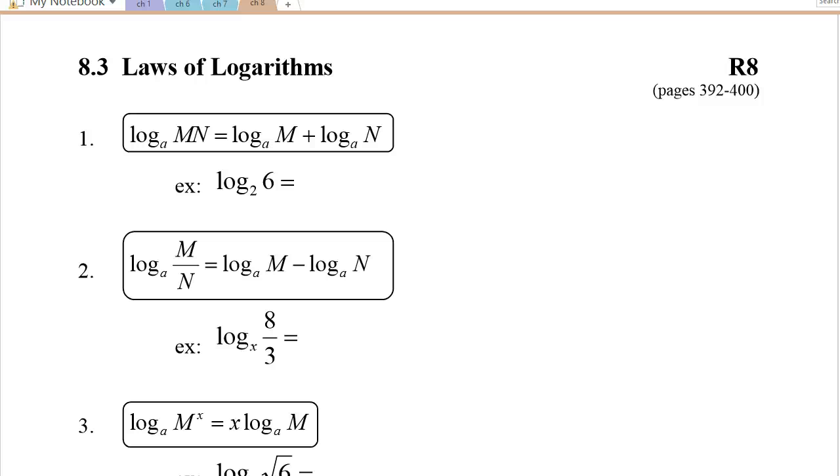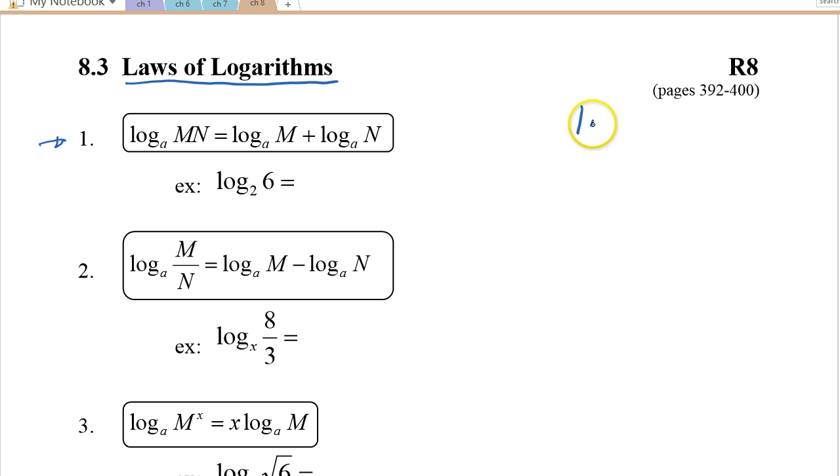Alright, here we are at lesson 8.3 and we're going to be learning about laws of logarithms. And you know what, just before we launch right into the first one here, I can make up an example and maybe convince you that these things are true instead of just taking it on faith here.